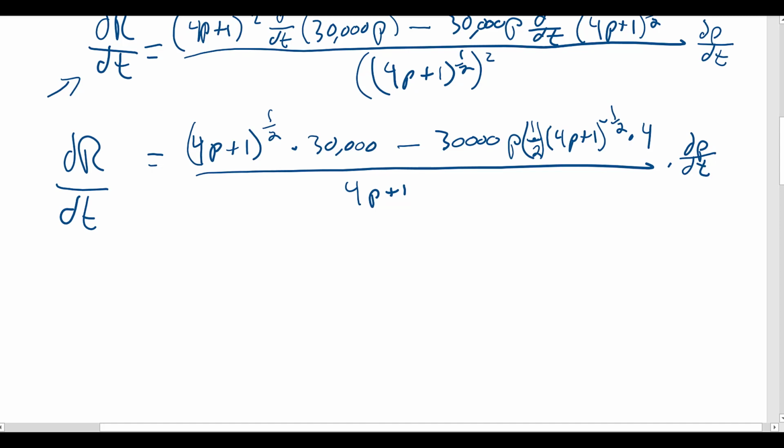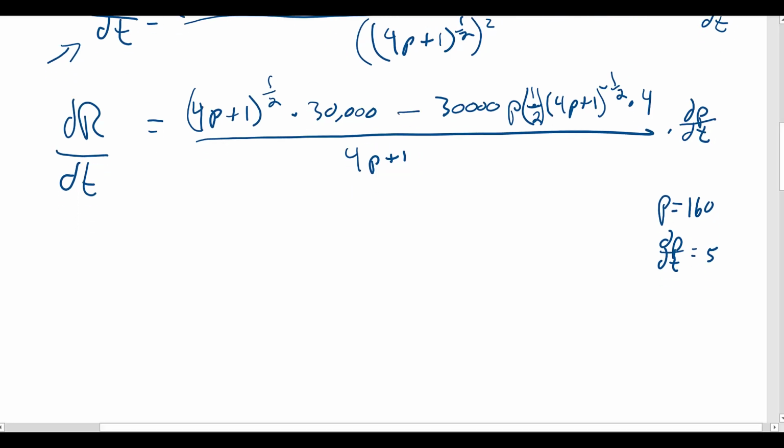So now it's a matter of putting in some numbers, and our p was, if you recall, p equals 160, dp dt equals 5, so it's going to be 4 times 160 plus 1 all to the 1/2 times 30,000.